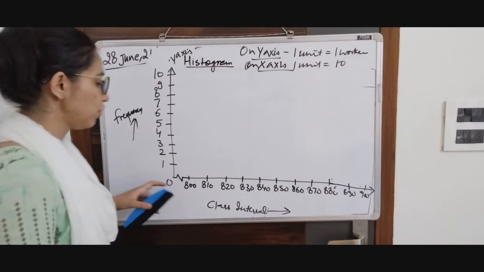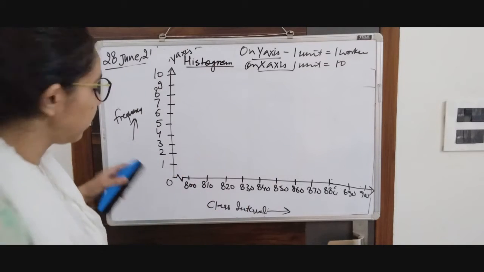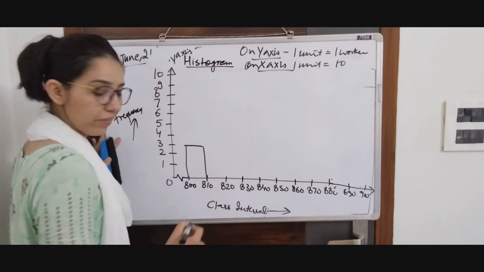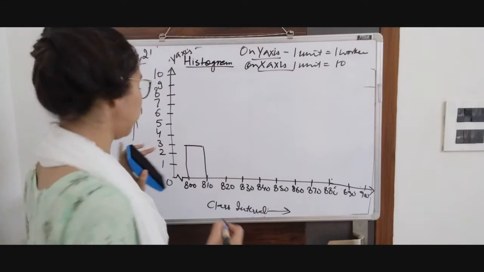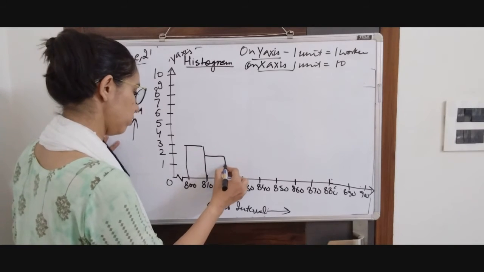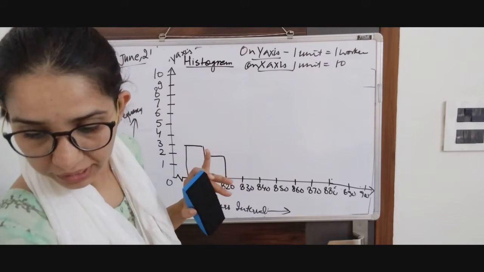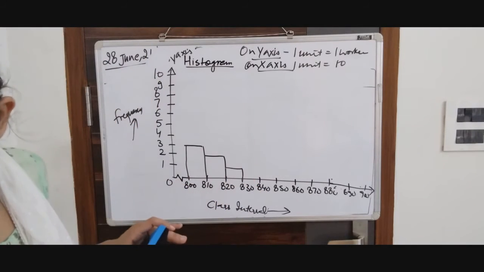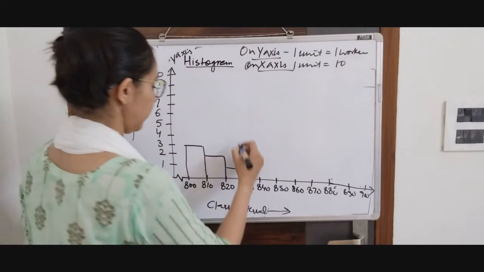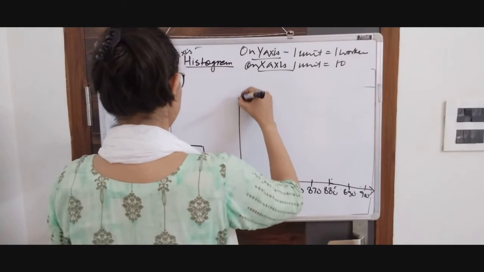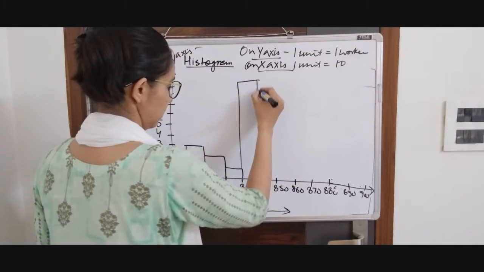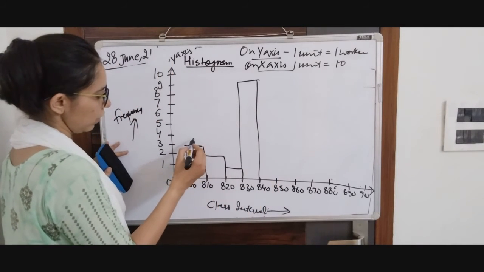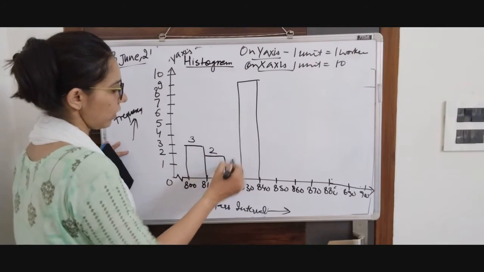Okay, class intervals. So first 800 to 810, it is 3. Then 810 to 820, it is 2. 820 to 830, it is 1. 830 to 840, it is 9. We can write the corresponding frequencies on the top: 3, 2, 1, 9.